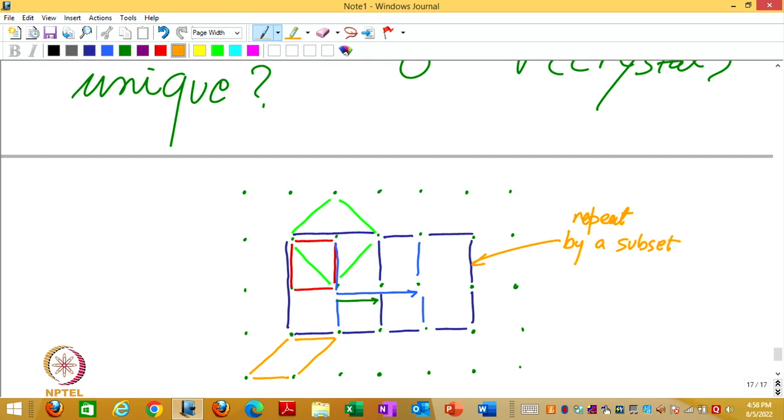Non-primitive, very good. This is what we will call a non-primitive unit cell. So, the same word is coming and the two are connected: primitive basis, non-primitive basis, primitive unit cell, non-primitive unit cell. Non-primitive basis was giving you only a subset of lattice translations.